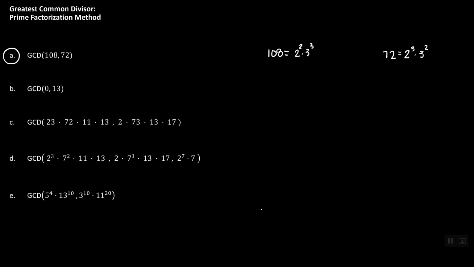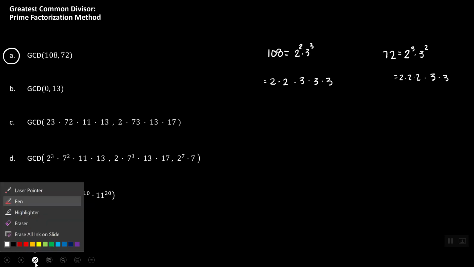Remembering our techniques from the previous lessons, we can find the prime factorization of 108 as well as the prime factorization of 72. Now to find the greatest common divisor using the prime factorization method, we're going to look at the common prime factors. So in 108, we have 2 factors of 2 and 3 factors of 3. In 72, we have 3 factors of 2 and 2 factors of 3. And we want to go through and look at whatever prime factors they have in common.